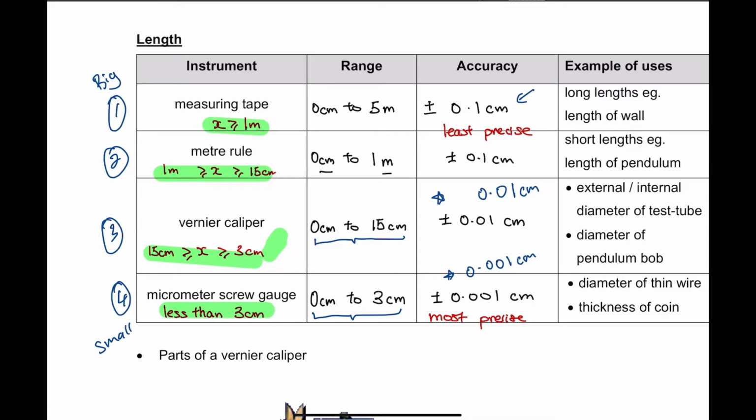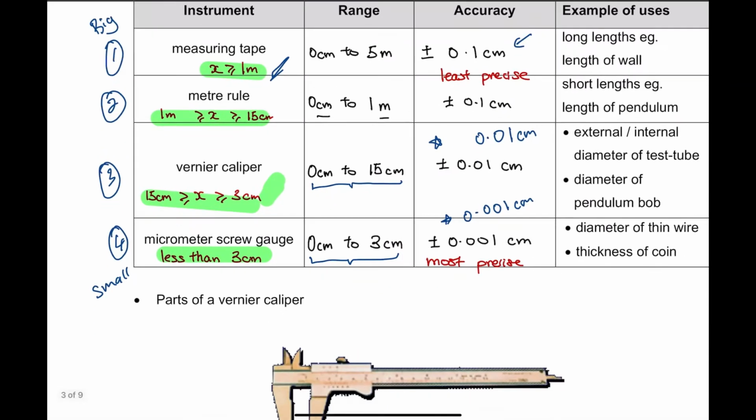Then on to objects like, for example, let's say the length of a classroom. I can't measure using a micrometer screw gauge, impossible. I can't measure using a vernier caliper. The meter rule also not enough. So that's why I use a measuring tape for measuring a classroom. So it really depends on these 4 highlighted points to know when to use different instruments, my bad.